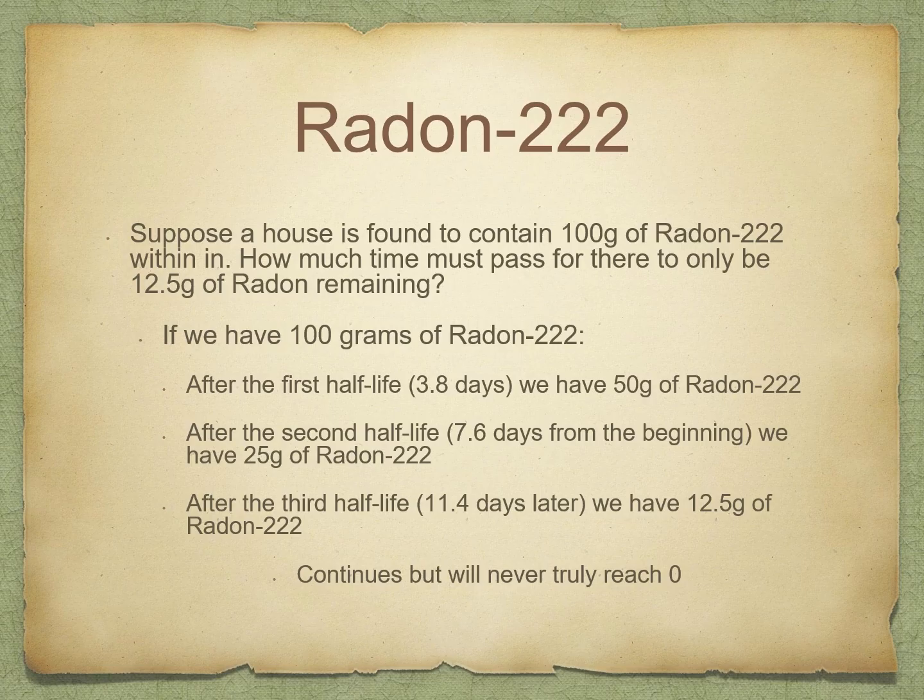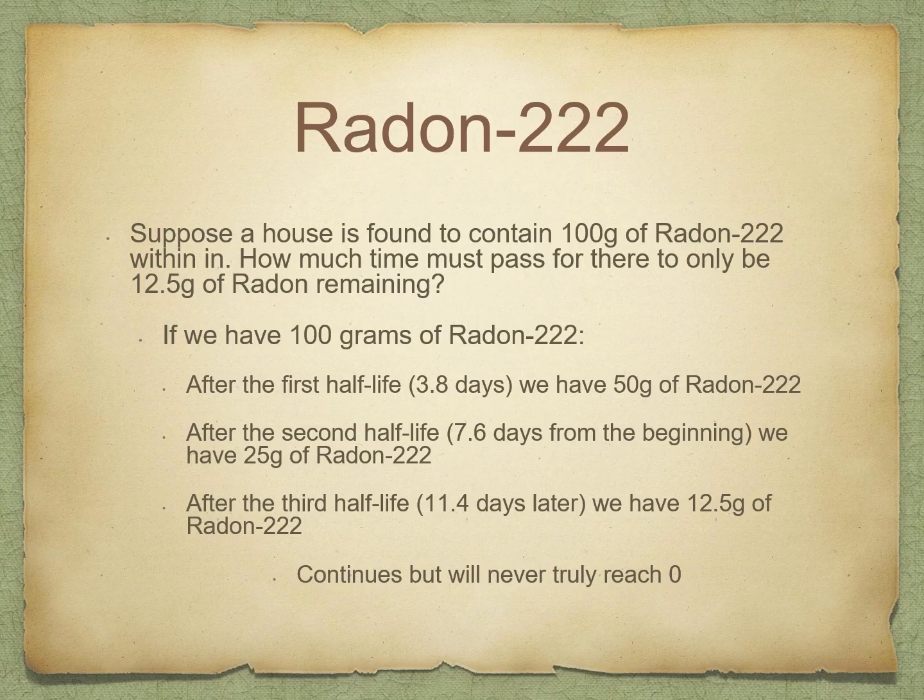Now, suppose we want to work with radioactive decay. How exactly do we calculate things with carbon-14? Well, let's look at an example. Suppose a house is found to contain 100 grams of radon-222 within it. How much time must pass for there to only be 12.5 grams of radon remaining?